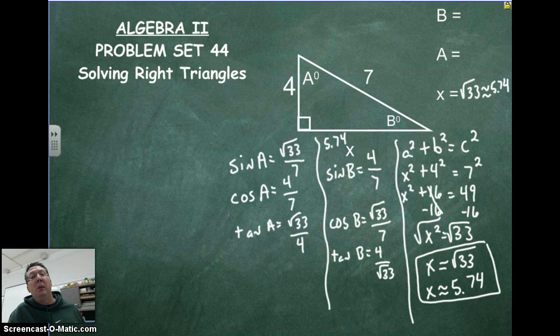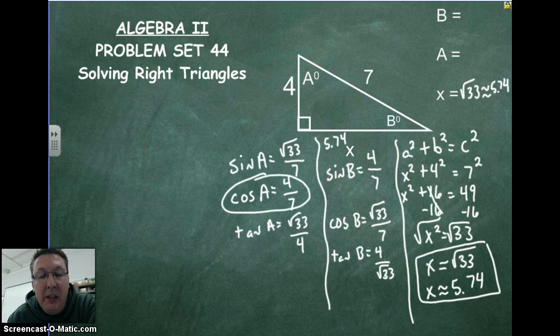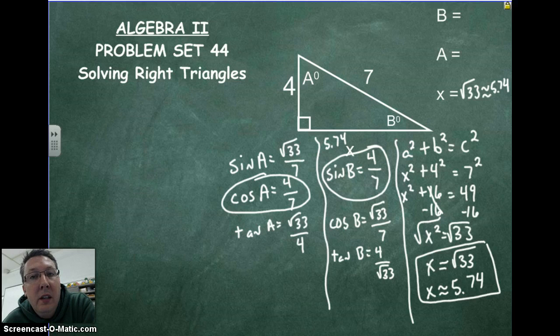Now when I look at this problem, I see those square roots of 33 floating around in there. I don't want to mess with those. So what I'm going to do, to find A, I'm going to take the ratio that doesn't have that square root, and that is cosine of A. And then same idea on B. The one that doesn't have that square root to deal with is sine of B, which is 4 over 7.